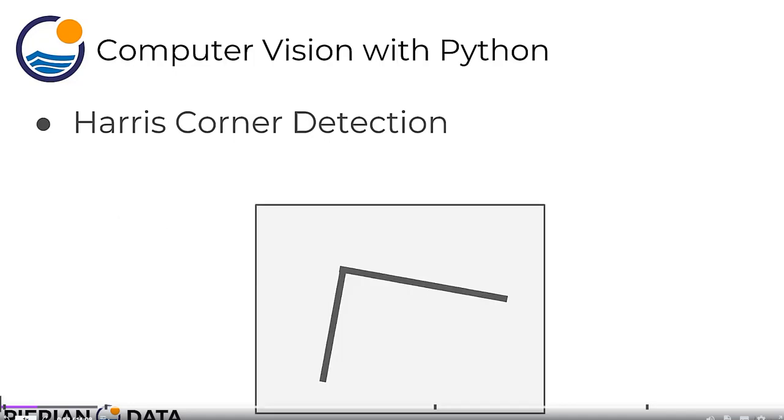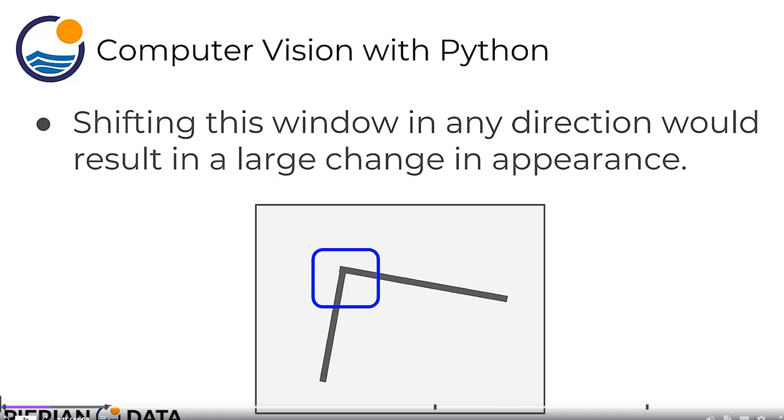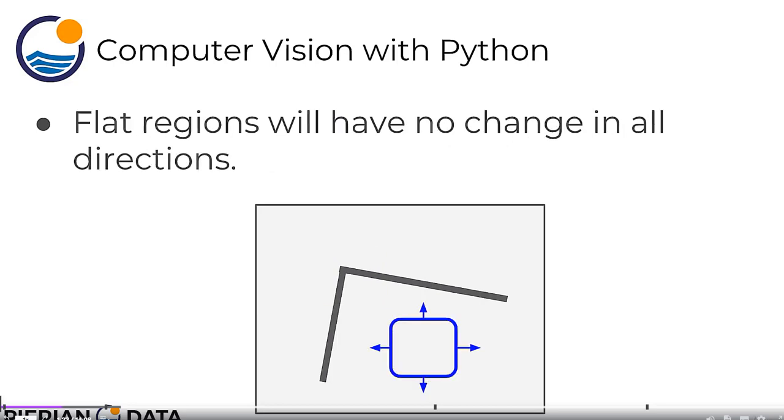So here we have an example of a corner in an image. We have two edges, and when they meet, there's our corner. Now let's imagine we started scanning and searching the image, looking for corners. Shifting this particular blue window that we have on top of the image in any direction would result in a large change in appearance if that particular window happens to be located on a corner. Flat regions will have no change in any direction.